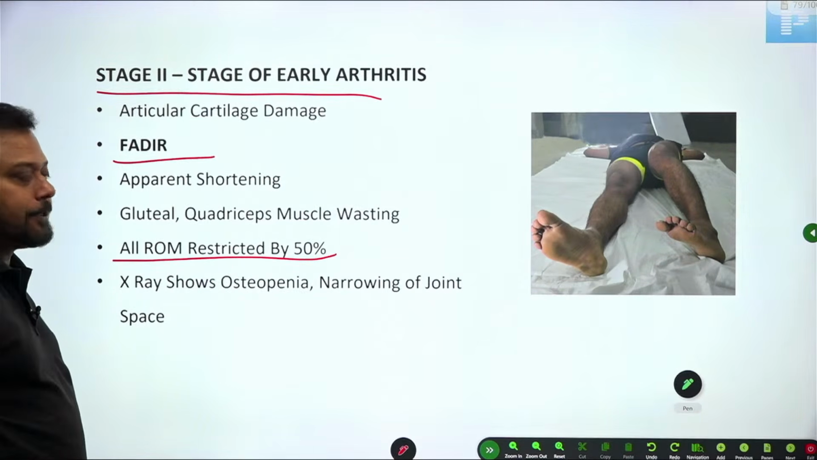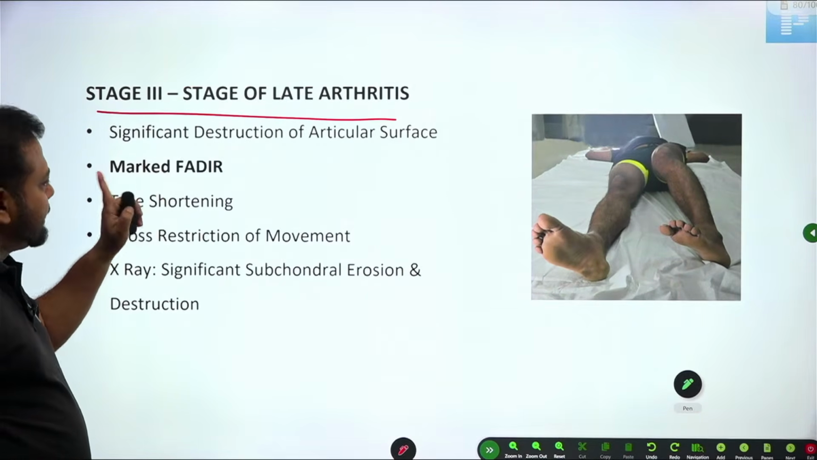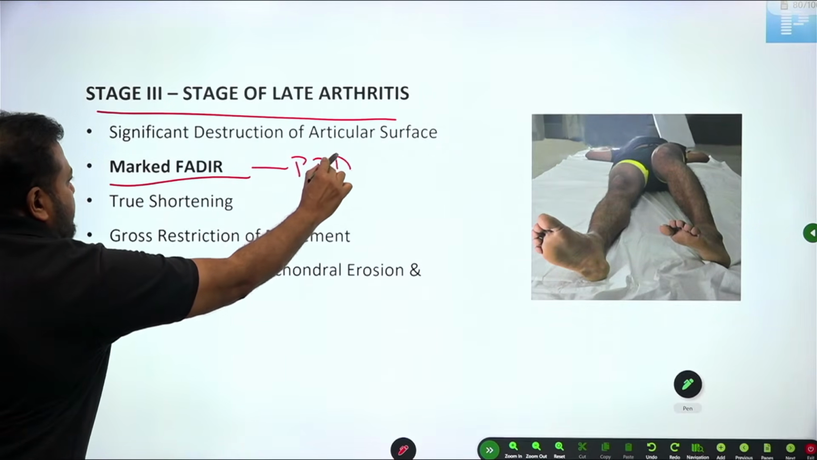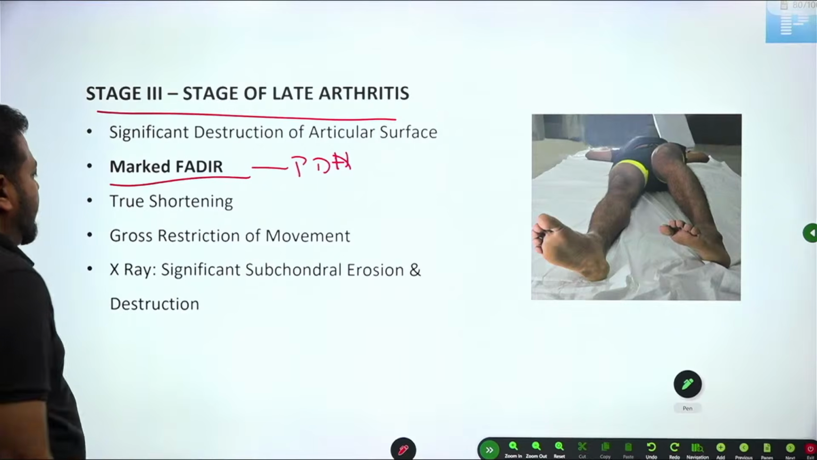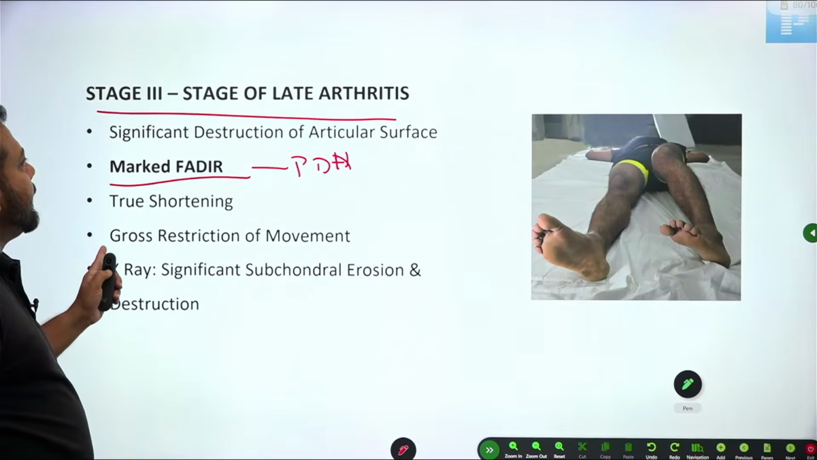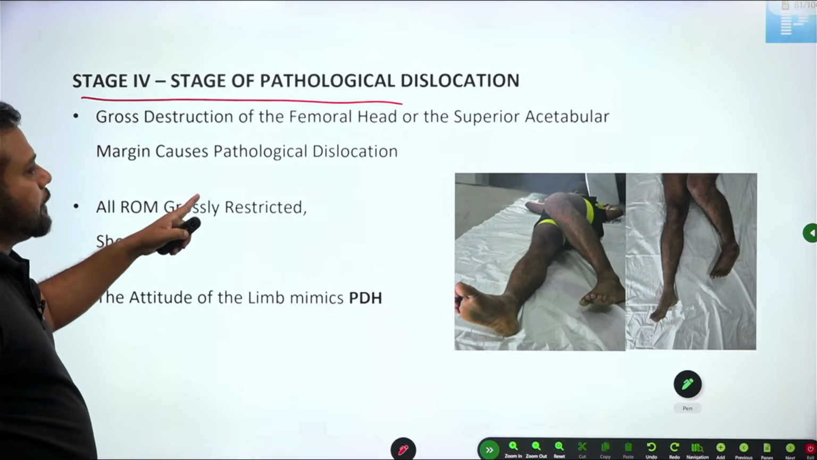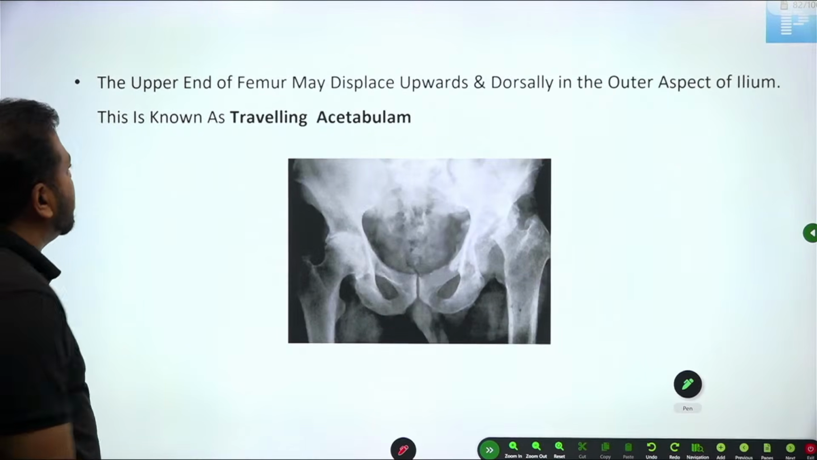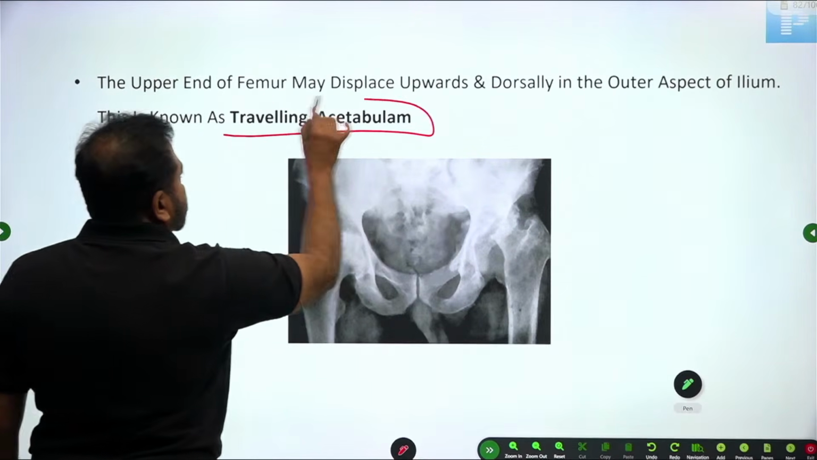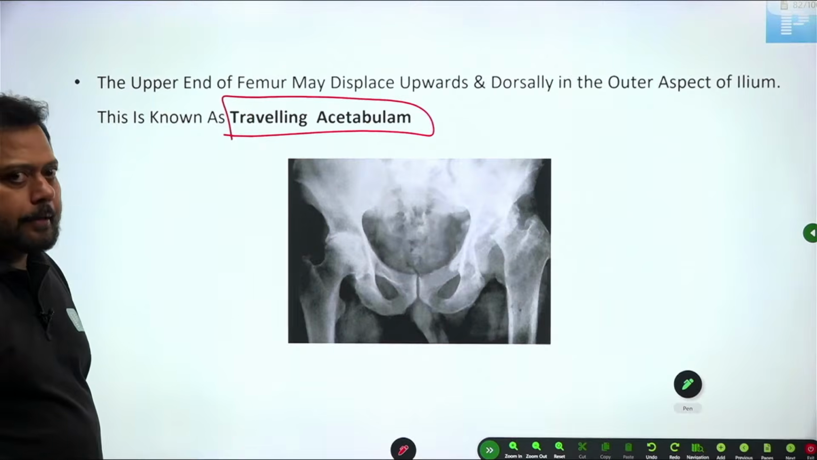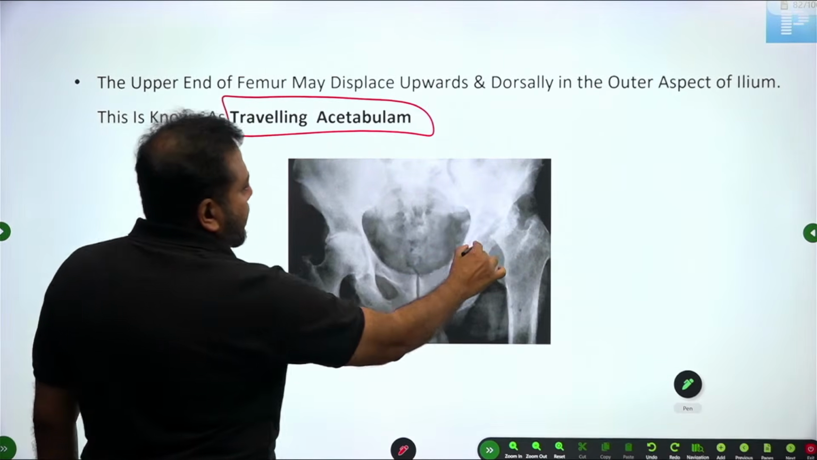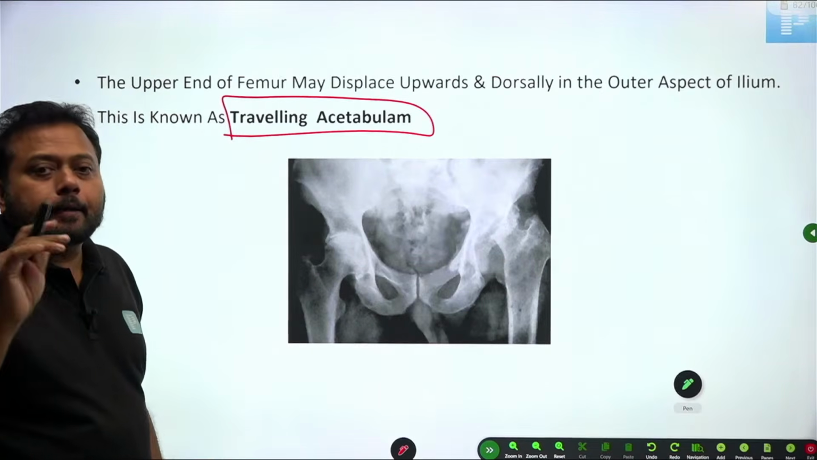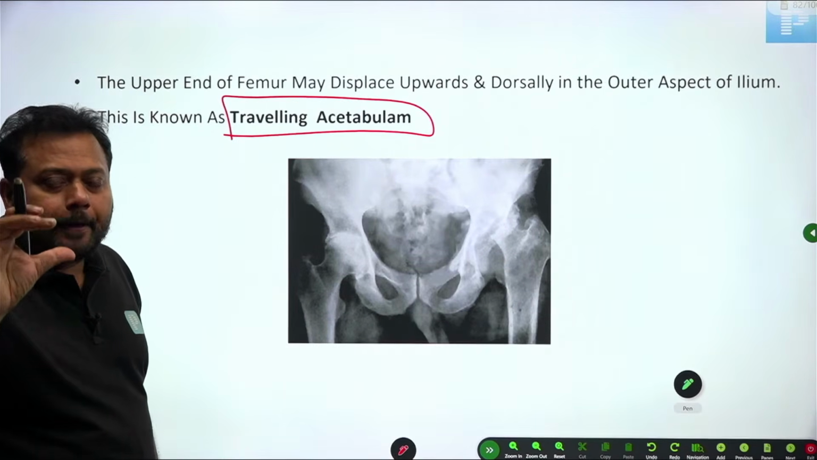Late arthritis, same thing, marked flexion like your PDH, almost like a posterior dislocation of the hip. True shortening will be there. And in the stage of pathological dislocation, the hip has totally dislocated. Here I want you to remember the term traveling acetabulum. You see here, everything is damaged and the synovium will go for repeated dislocation.